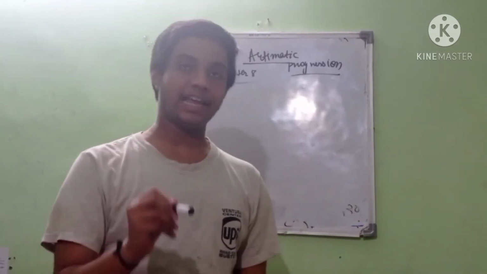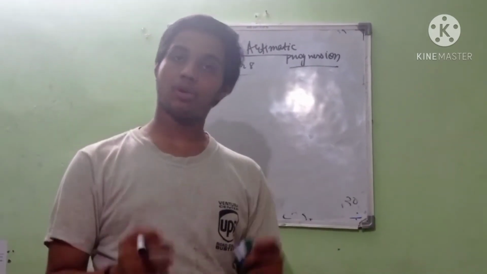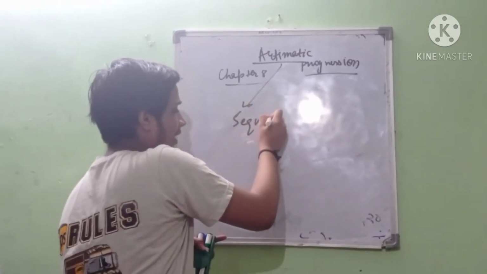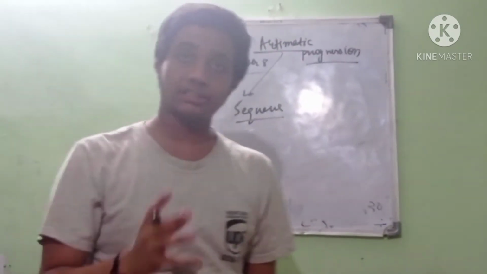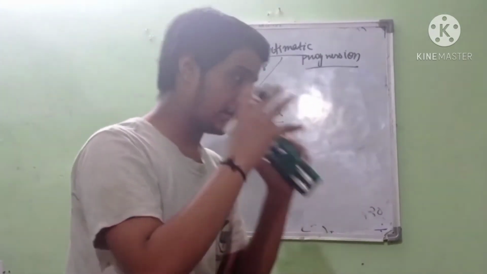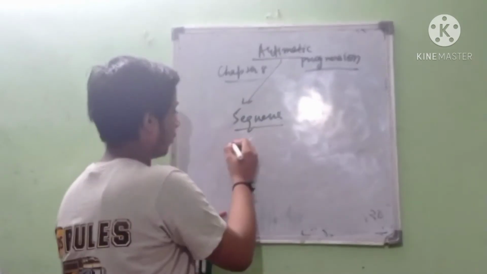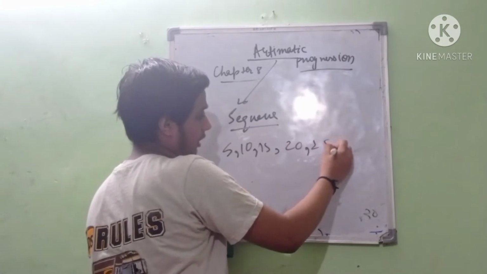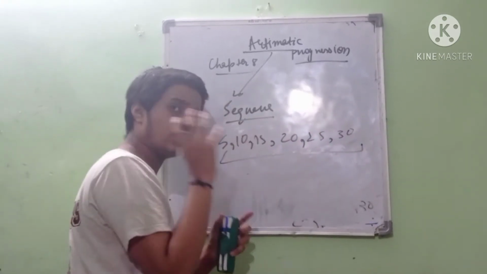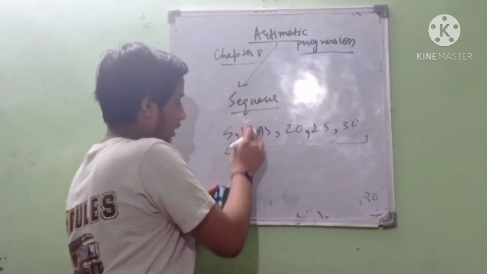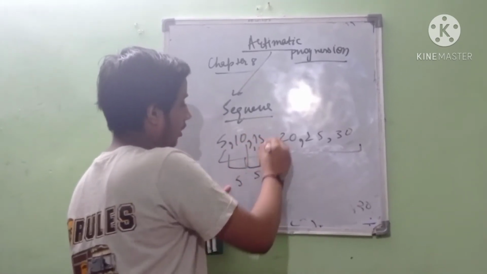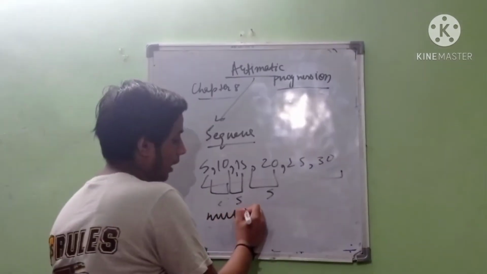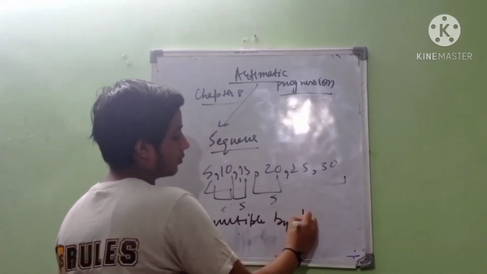Today I would like to take chapter 8 NCERT class 10, that is arithmetic progression. So let's start to discuss in this chapter is sequence. What is a sequence? A sequence is a set of numbers that is defined by a set of rules that regulates these numbers. For example, you have numbers 5, 10, 15, 20, 25, 30. This is a set of numbers and these have a particular rule, that is add by 5. Here add by 5. Here also add by 5. Here add by 5.